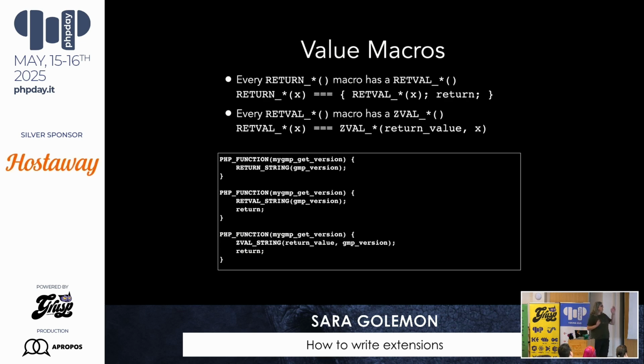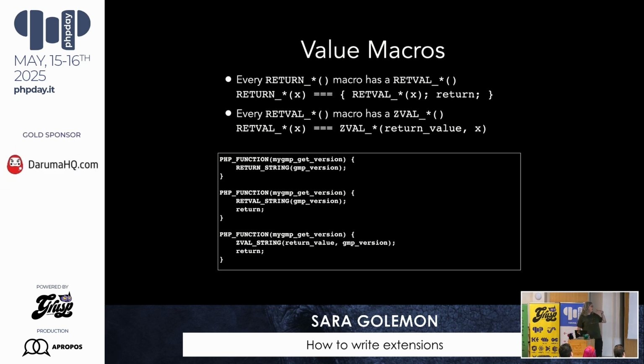Okay, so for every return macro that exists, there is an equivalent retval macro. The only difference between them is that while return actually will exit the function immediately, retval will just say, hey, save this return value for later when I actually leave the function, but I've got some work to do first. I need to clean something up. I need to do whatever I need to do. And it is literally just calling retval, then return. That is all the return macro does.